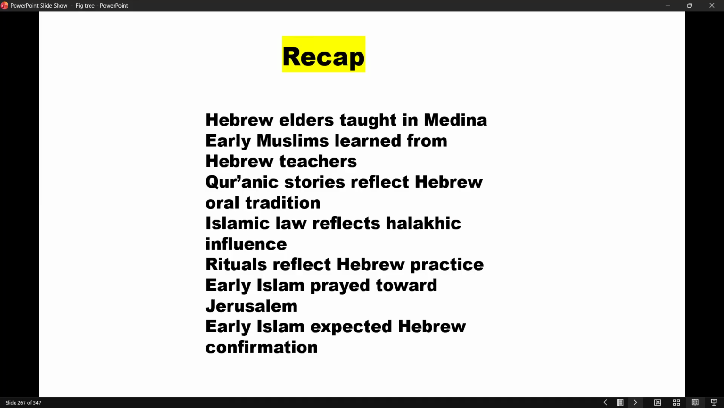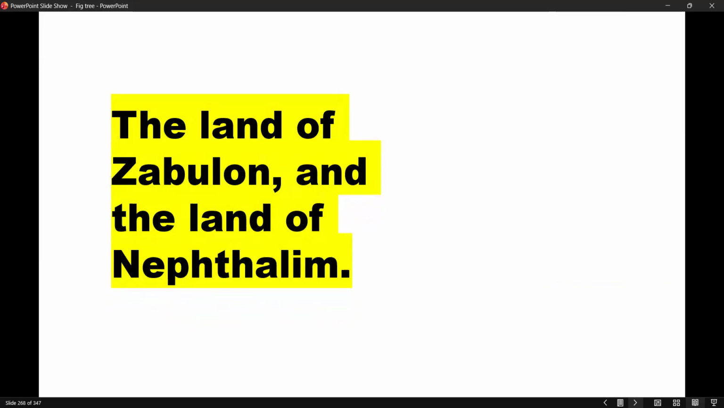Early Islam expected Hebrew confirmation, okay, because they knew that we knew the true Elohim of the universe. It was a pride and political thing that caused Muhammad to go another way. He wanted to be a prophet that bad. The land of Zebulun and the land of Naphtali.